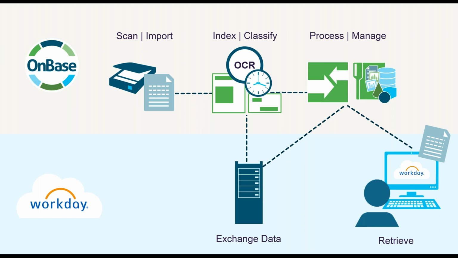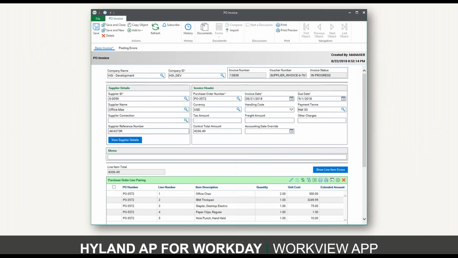So let's take a look at some screenshots that will hopefully make more sense now that we've walked through this process from a graphical standpoint. I mentioned a WorkView app. This is the first screen that we're looking at here. This is an example of a PO invoice that we've created within WorkView. So the invoice came in, we captured it, and here's the data that we pulled from that. And this is what will ultimately then push over to Workday to create that invoice record.